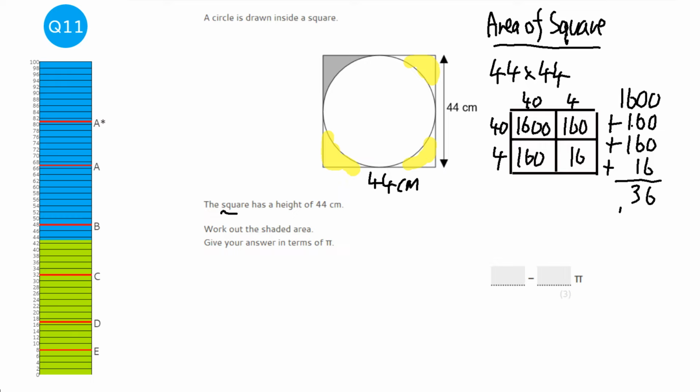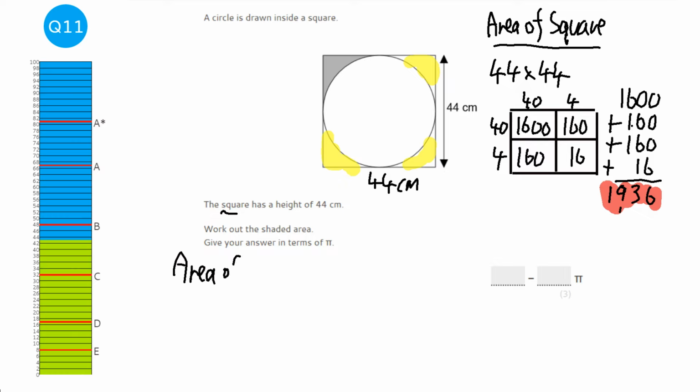6, 7, 8, 9. And we've got that 1 there. So the area of the square is going to be 1936. Okay, now we need to work out the area of the circle. So let's do that down here.